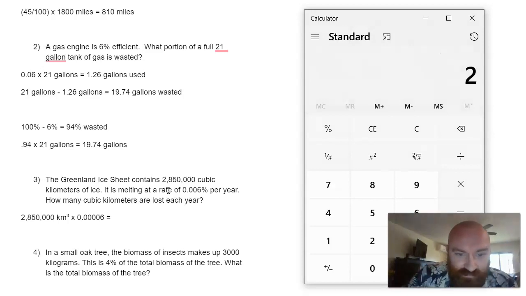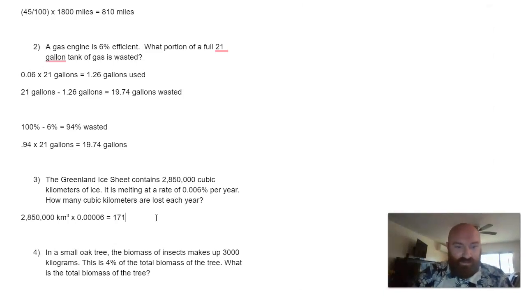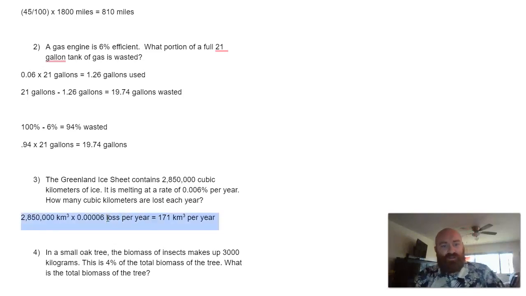We have 2,850,000 times 0.00006, and so it's losing 171 cubic kilometers per year. You have to include this per year, right? If you want to make sure, you can include this in your answer as well. So you want to include as much as you can in your answers.